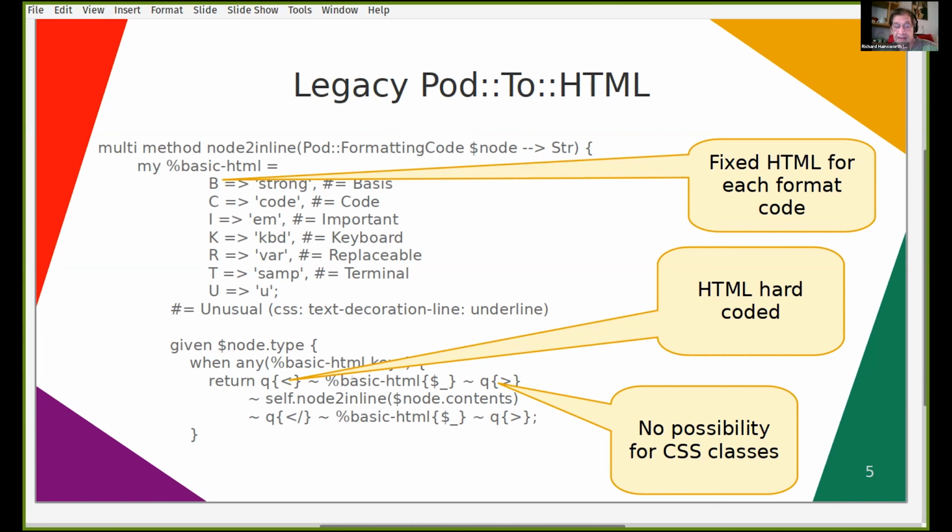The other thing is here at the bottom, you will see that the string that is returned is the opening bracket and the closing bracket, but there is no possibility for a CSS class. And since a lot of modern HTML is to do with classes and with CSS and being able to have a lot more flexibility, this whole construct is very rigid.